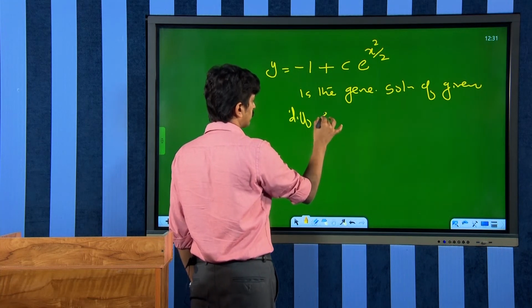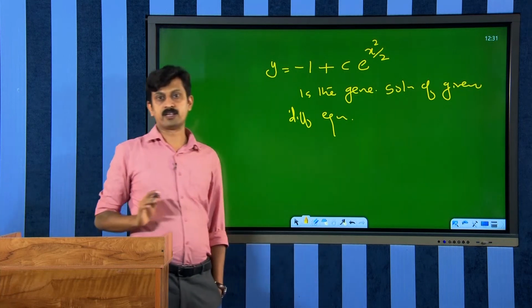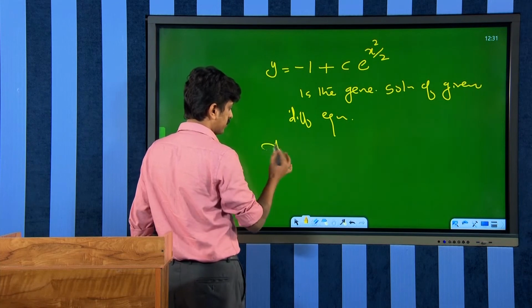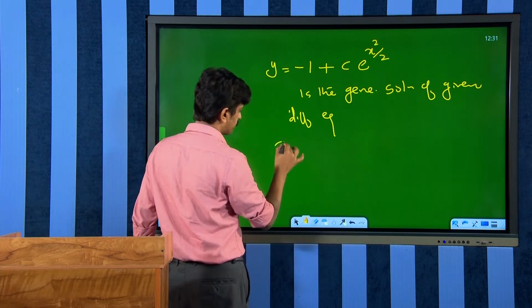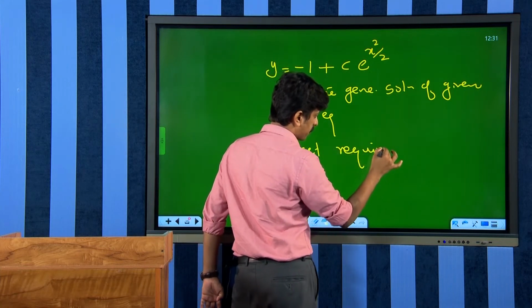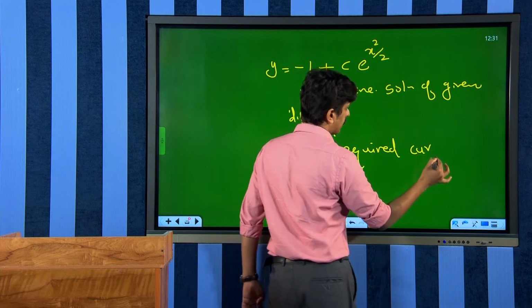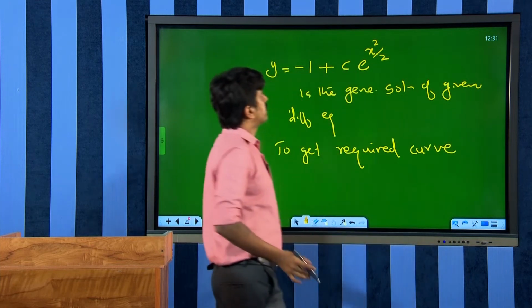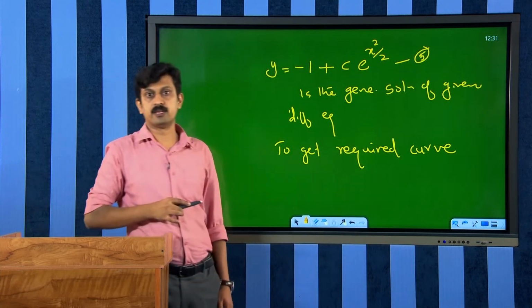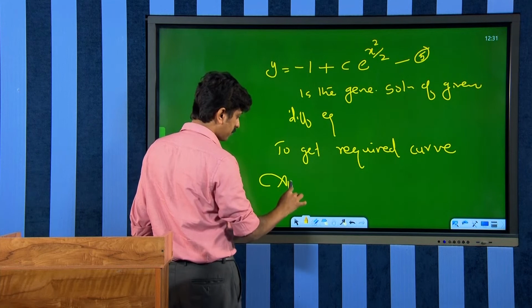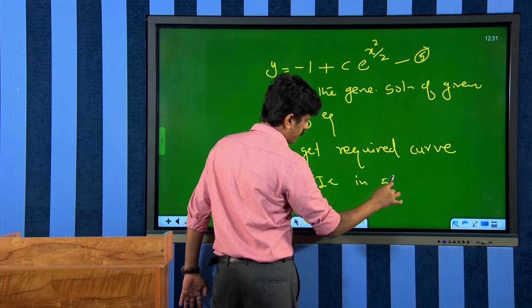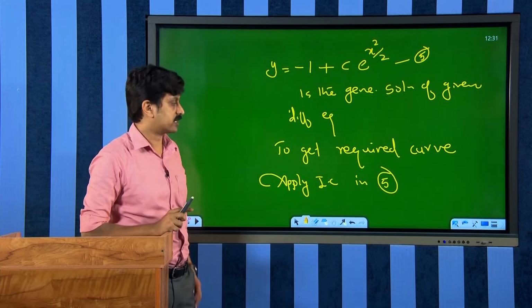But actually we need to find the curve passing through (0, 1). So, apply the initial condition to get the required curve. We will apply the initial condition in phi.